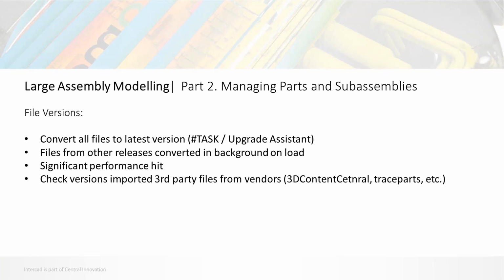Files from other releases are converted in the background on load. So when you're bringing in files that haven't been converted to the latest version, SolidWorks does convert those when you open them up in the assembly, and it will do that every time you open them. So that could cause significant performance hits every time you're opening that large assembly if they're not converted to the current version. Also, you probably want to check the versions on imported third-party files from vendors, because typically they tend to be older versions created from macros, so something to keep an eye on there as well.